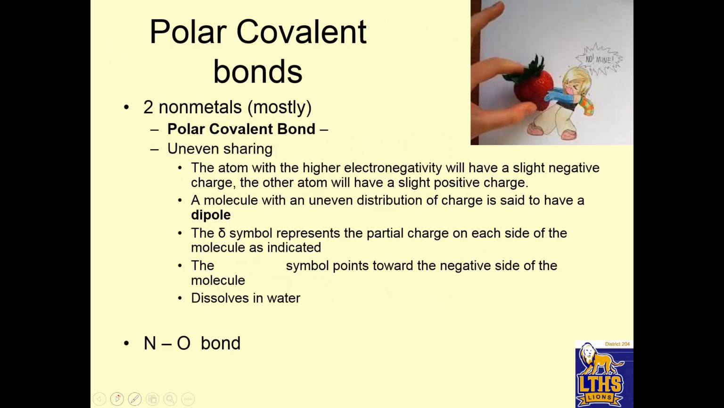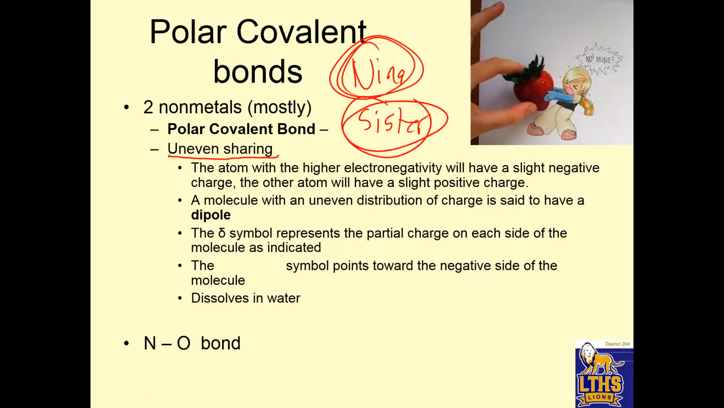Polar covalent bonds aren't very different. They're 2 nonmetals, mostly. A polar covalent bond has uneven sharing. Say Nina has to share a car with her sister. Nina's sister, who of course outranks her and rules her, gets the car from 6 a.m. until midnight. Nina gets to share it, but she gets it from midnight until 6 a.m., which is a much worse time.